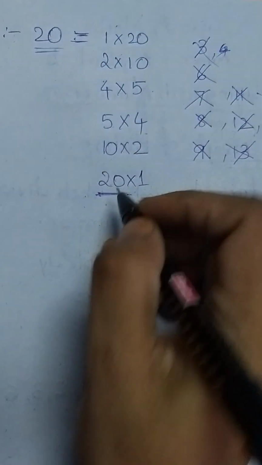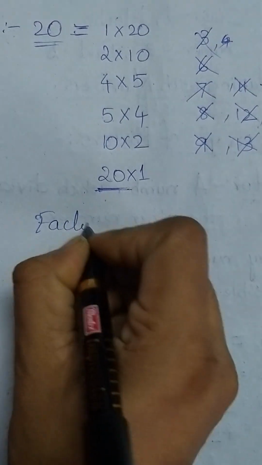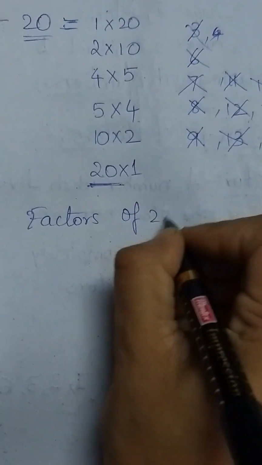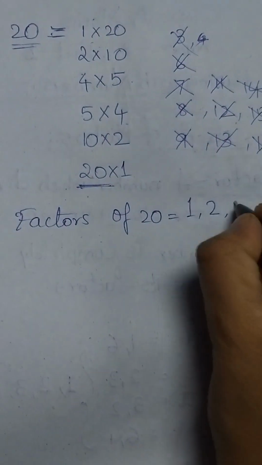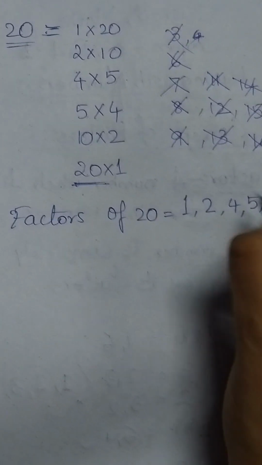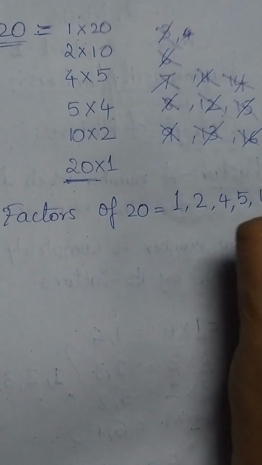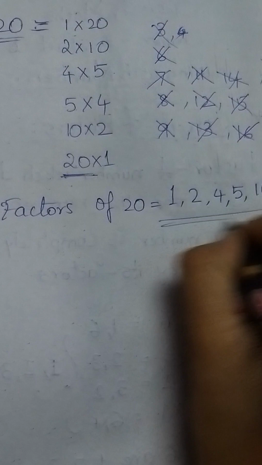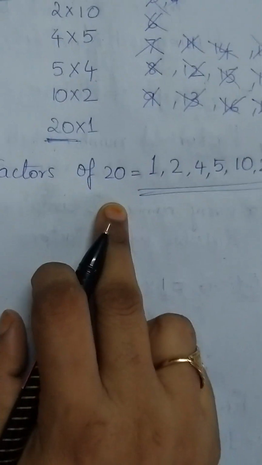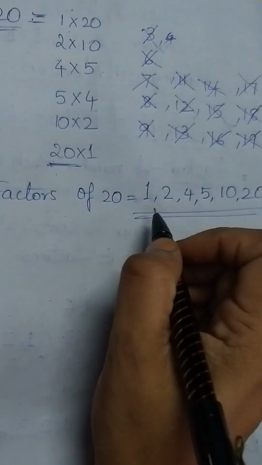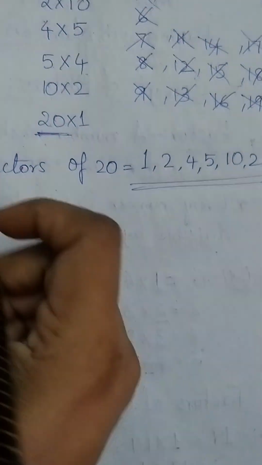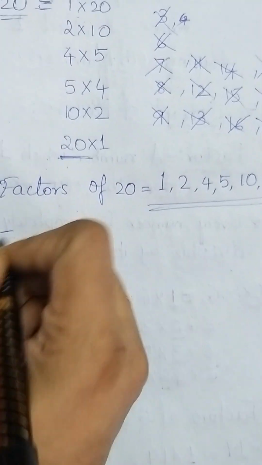So what are the factors of 20, children? Factors of 20 are 1, 2, 4, 5, 10, 20 itself. These are the 6 factors of 20. Like this we have to check which number divides the given number. Find this out, children.